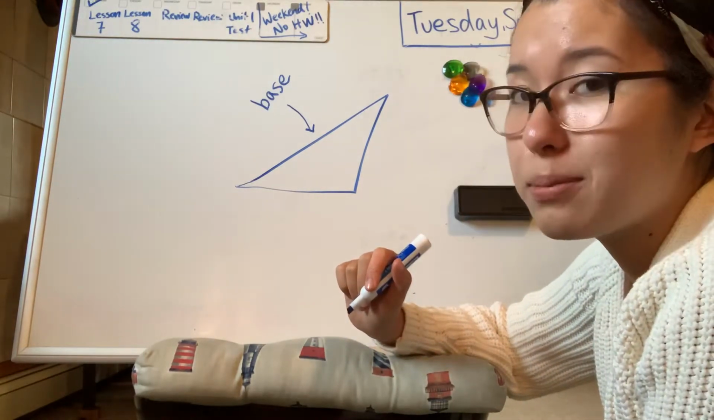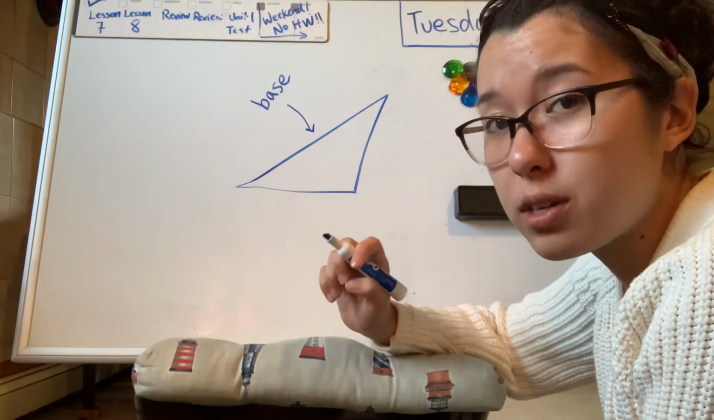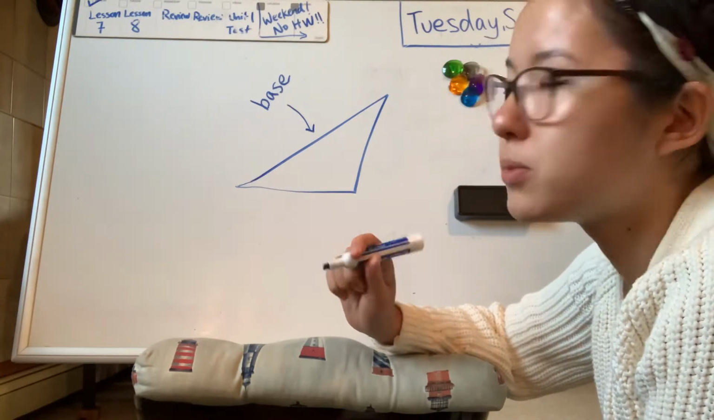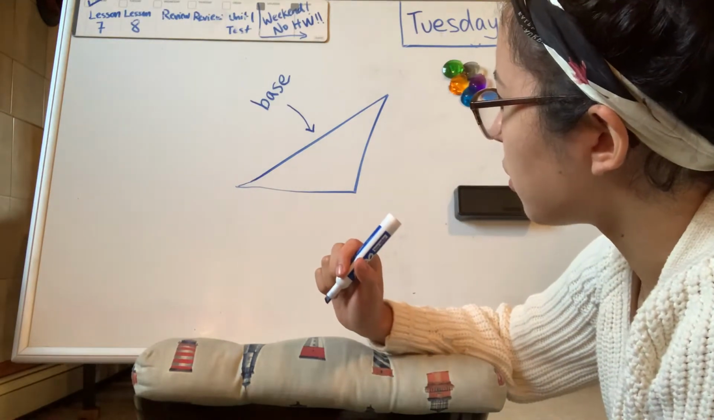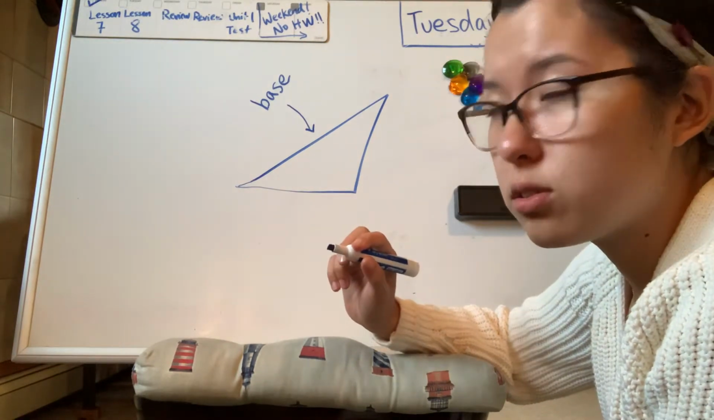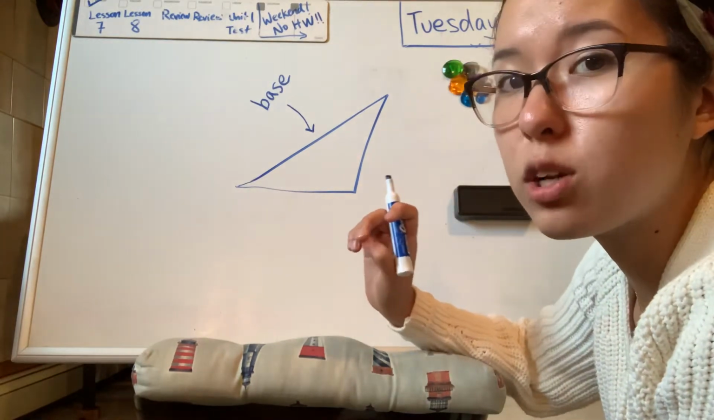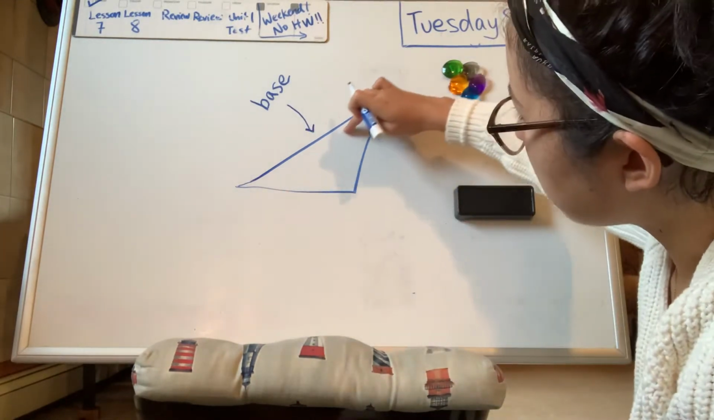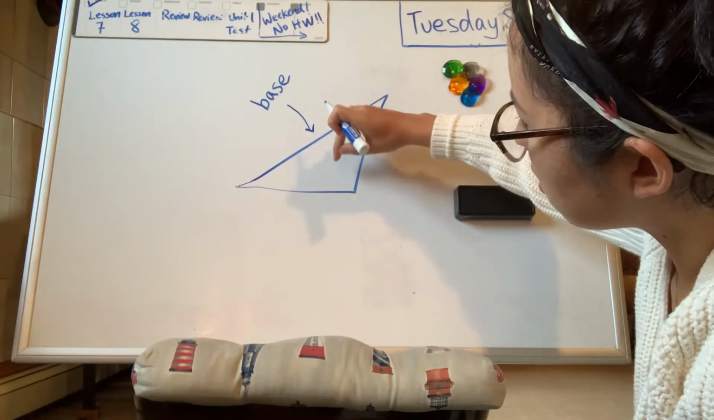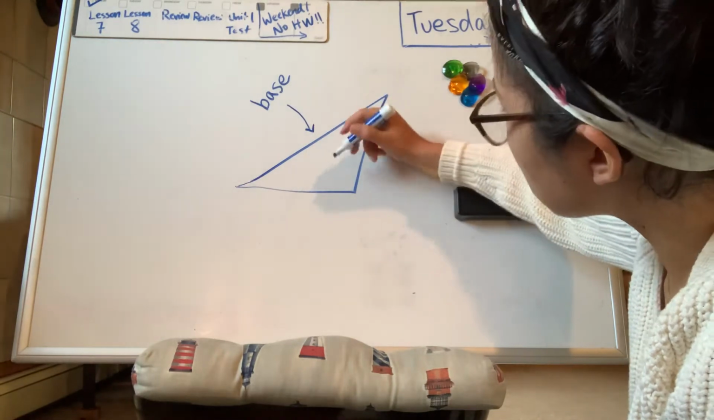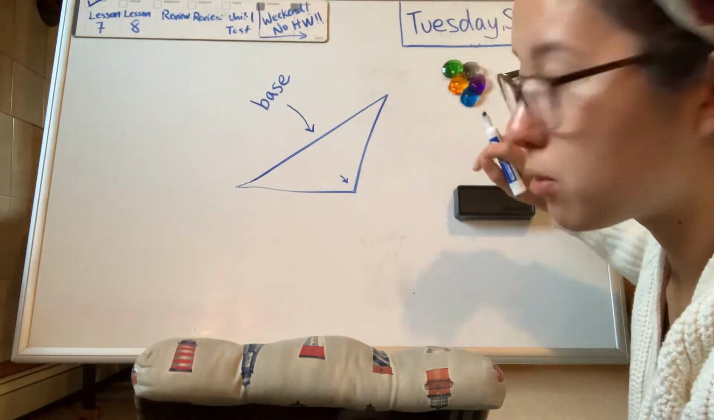So we know that height has to go from the base to the very top of the triangle, and it has to be perpendicular to the base. So what corner of this triangle is the height going to reach to? If we're starting here, we want to aim for the corner, the angle that is opposite the base. So we're going to be going to this angle right here.